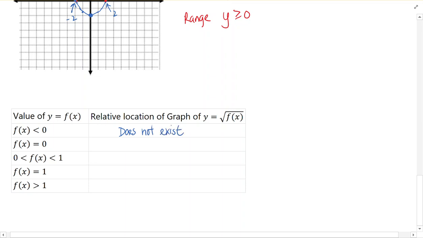Now, when f of x is equal to 0, then f of x and the square root of f of x will intersect. They're at the same point. That's one of our invariant points.